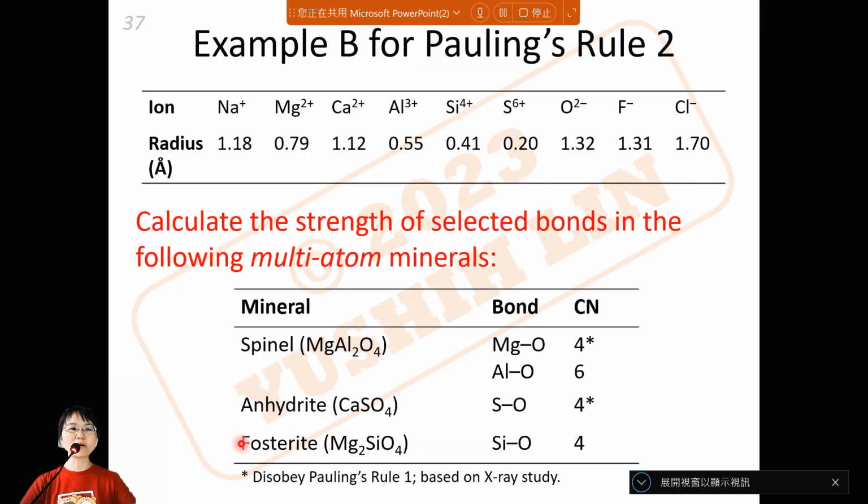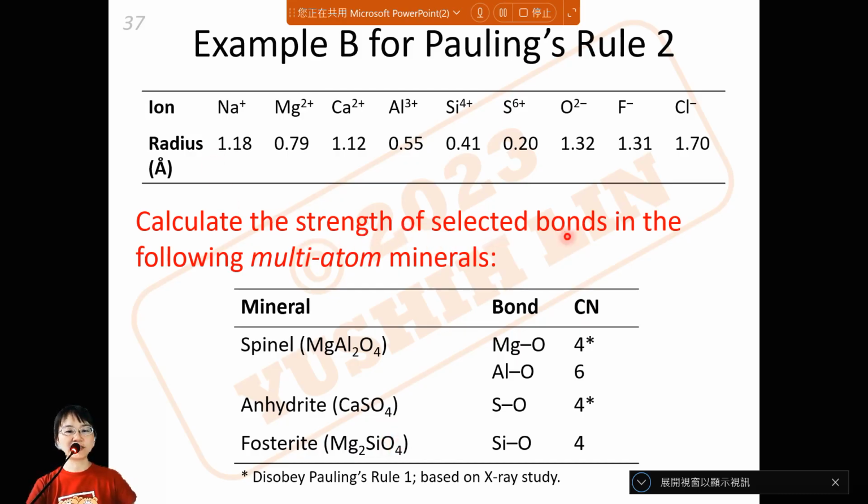Here are a few more examples about Pauling's rule 2. Previously, when we talked about fluoride, we had only a dual atom, that means a 2-atom system. Now we have a multi-atom system. Like here we have 3 types of atoms.